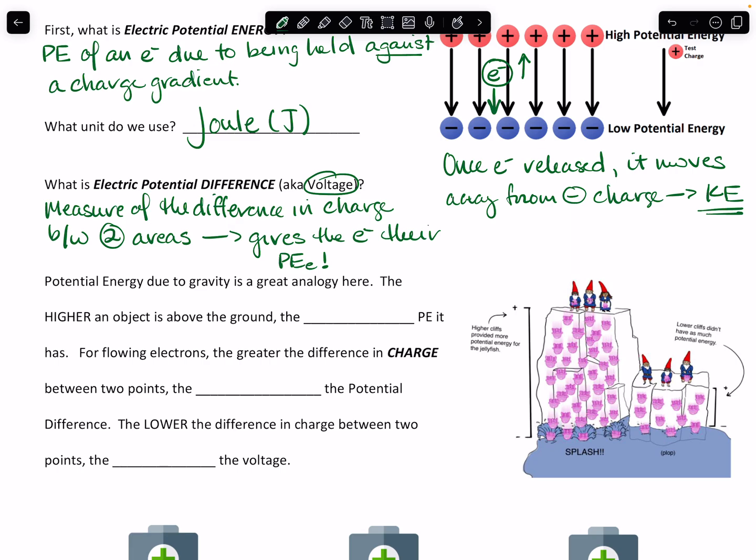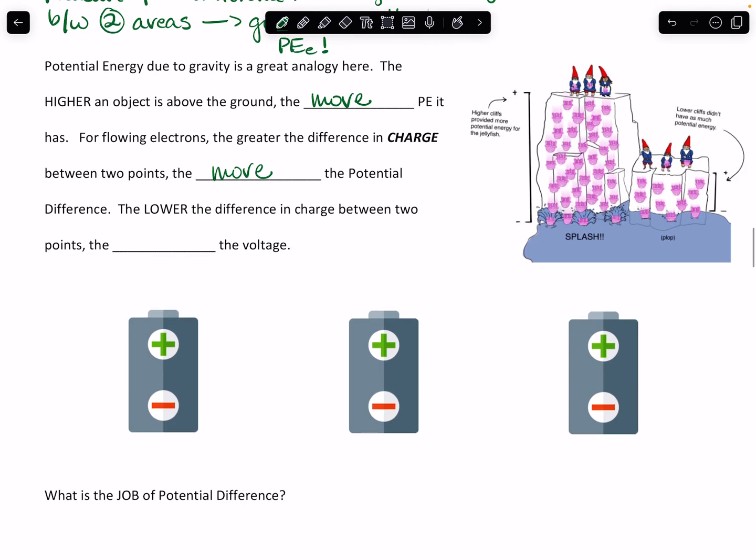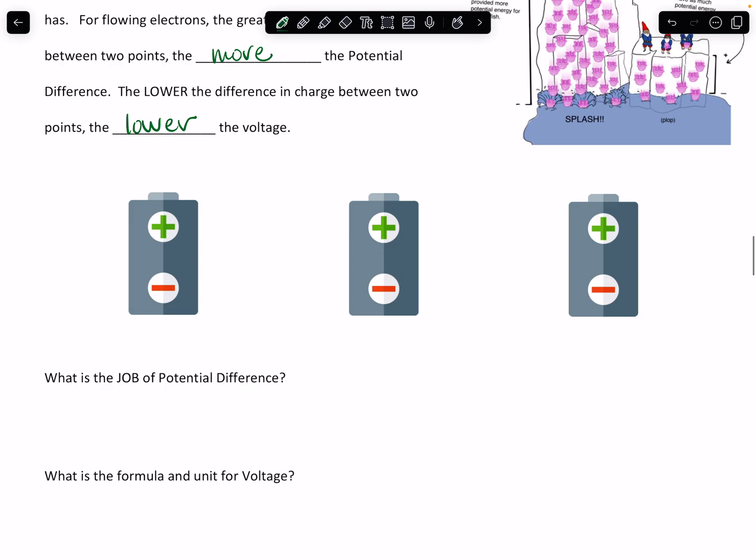All right, so potential energy due to gravity, great analogy. The higher an object is above the ground, the more potential energy it has. For flowing electrons, the greater the difference in charge between 2 points, the more potential energy, and then potential difference that you have. The lower the difference between 2 points, the lower the voltage. All right, so if we think about it this way, let's say we have a charge differential of plus 20 on one end and, sorry, minus 20 on the other end.